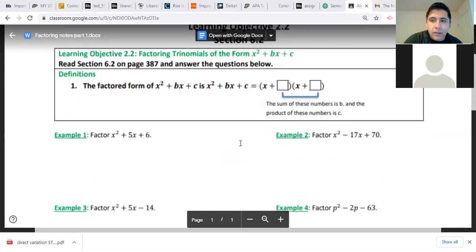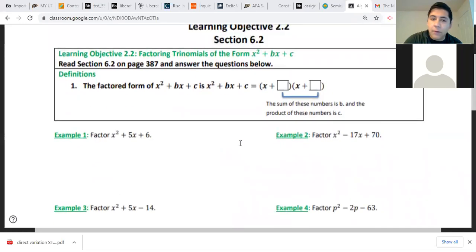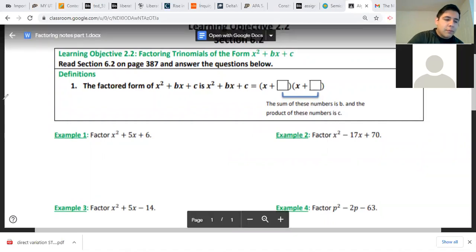Okay, so this is what I posted on Google Classroom, just as a reference. Again, this is a little bit of review, but we are going to get a little more into factoring, factoring trinomials and things like that. We did this in Algebra 1, but we're doing this again. We're starting off with the most basic ones, and then we're going to go with the ones that are a little more difficult. But at least for today, we can start with this.